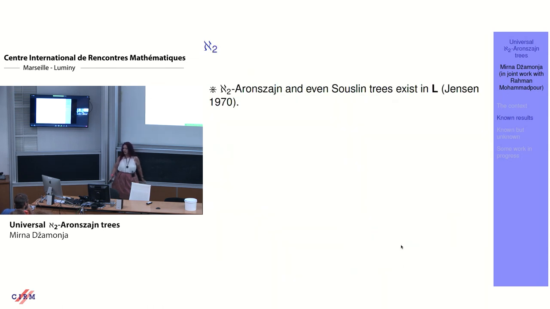So now how about ℵ_2? Now, at ℵ_2, we don't have Aronszajn to prove to us that there is always an Aronszajn tree. This is not true. So first of all, of course, everybody knows that Jensen constructed Suslin and even Suslin trees on ℵ_2 in L.